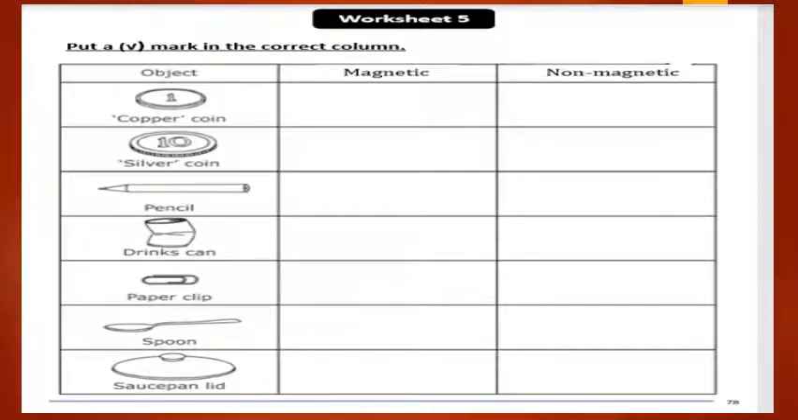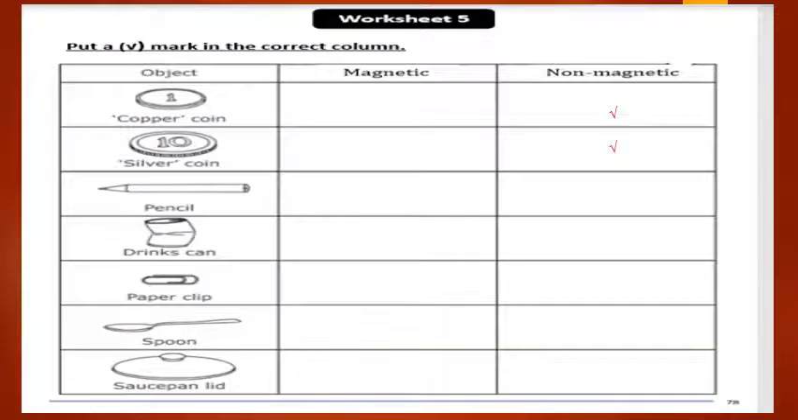I is for iron, C is for cobalt, and the word nickel, of course, and we added to them steel too. So we have four materials that are magnetic, which are iron, cobalt, nickel, and steel. So copper is not one of them, and that will make the copper a non-magnetic material. The next one is the silver coin again. So the same, it's not one of the four main materials, so it's non-magnetic too.